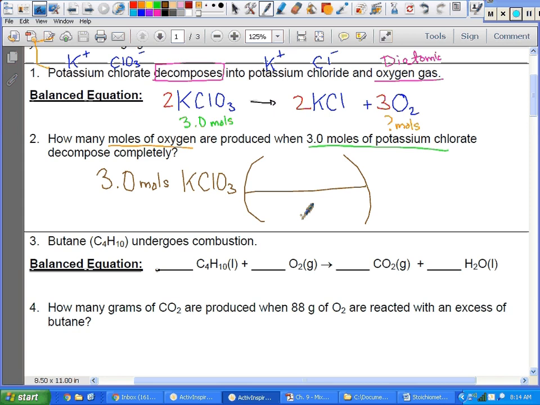Now, what's on top must go where? On the bottom. So let me ask you something. Can I go from moles of KClO3 to moles of oxygen? Yes. This is called the what to what step? The mole to mole. And I've already screamed it at you several times. I screamed it at you yesterday. Where does that step come from?